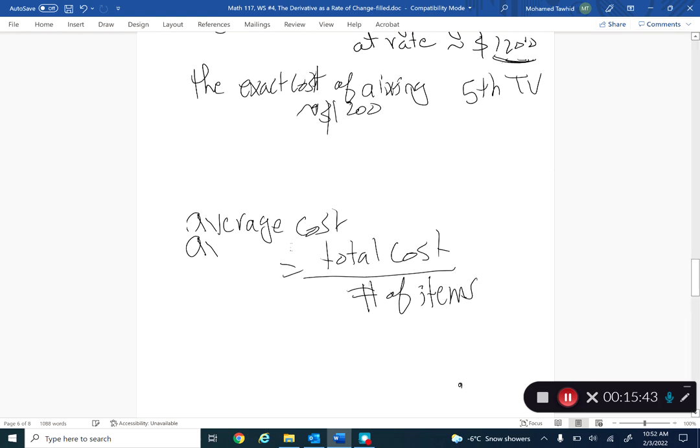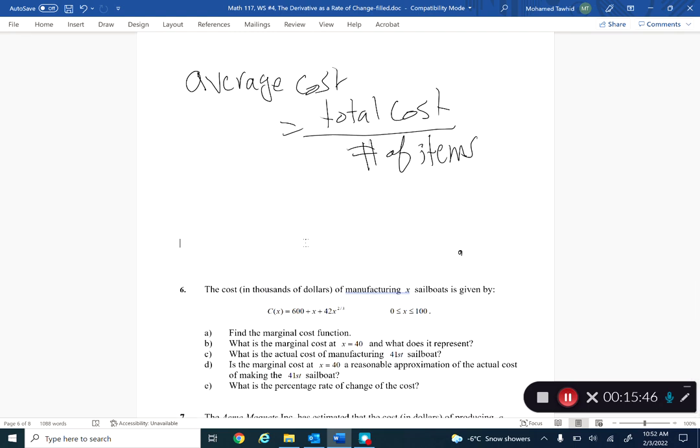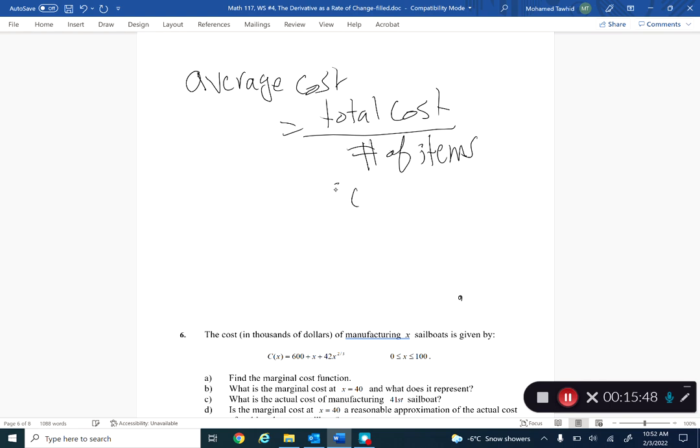So if the total cost is a function C of X, then the average cost is C of X over X. That is called the average cost. Look at the difference: for the average cost, I write C bar. So C bar here is going to give us the average cost.